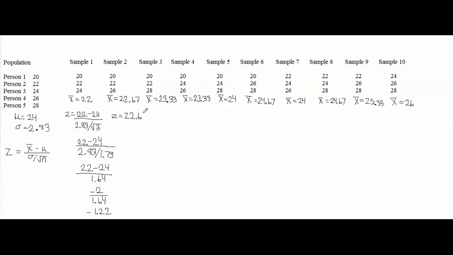So this one would be 2.67 minus 24, the population mean. It's the sample mean, x bar, the mean of sample 2, minus the population mean of 24. And we've already done this work down here. And this down here will actually be the bottom of every z-score. So every z-score that we calculate going across has 2.83 over the square root of 3 on the bottom of the fraction. So we've pretty much done all of the work already.